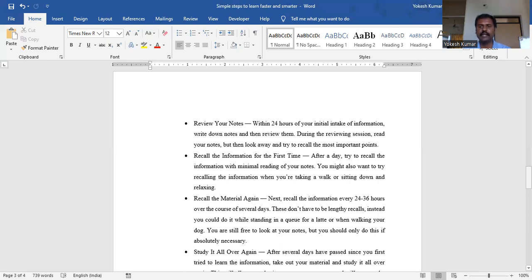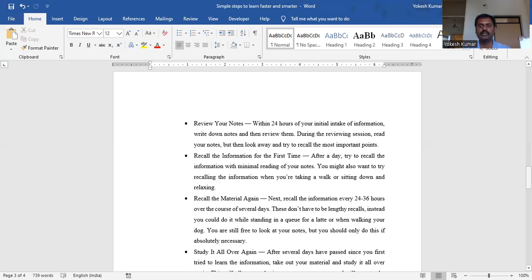After a day, try to recall the information with minimal reading of your notes. So we have already written the notes, you know. After a day, you have to recall the information. It is not advisable to read the entire content. Read some of the important points, and see whether you are able to remember the contents or not. In the same way you have to recall the information.